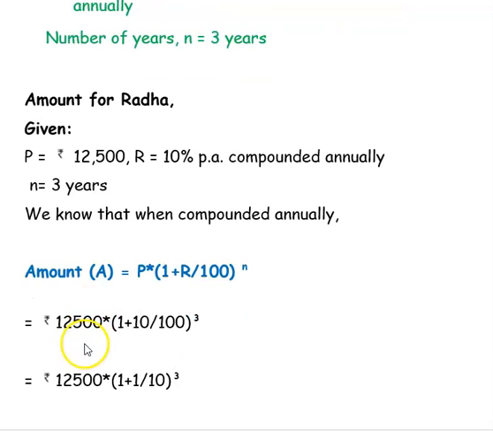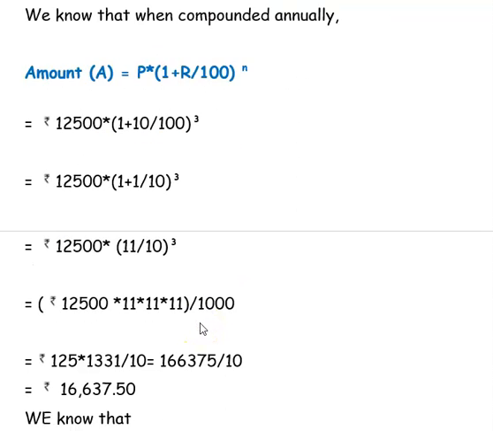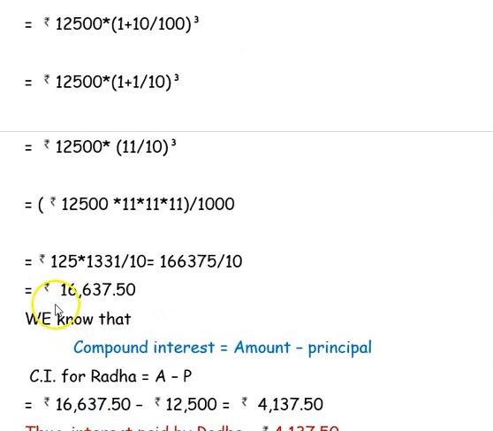Now we can directly substitute all the given values. So the principal is 12,500 into 1 plus rate of interest is 10%, so 10 divided by 100. Number of years is 3, so the whole power 3. If you simplify this, you will get only the amount, that is 16,637.50. But you want to find the compound interest.